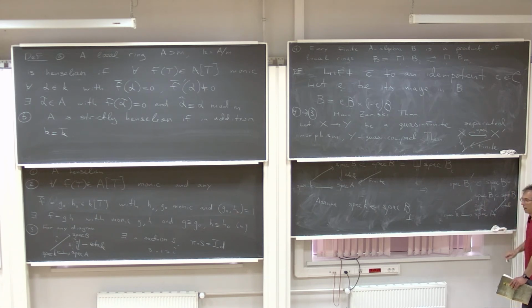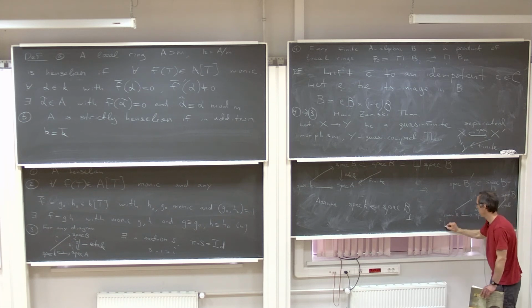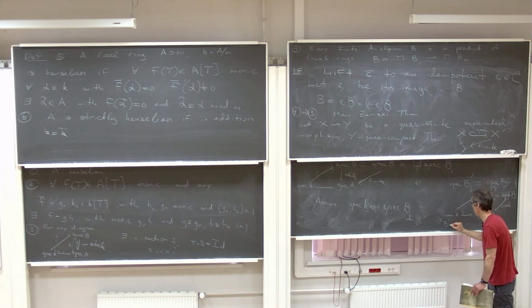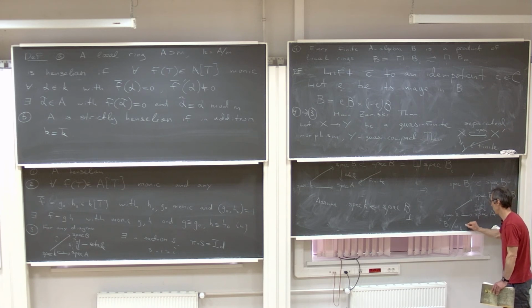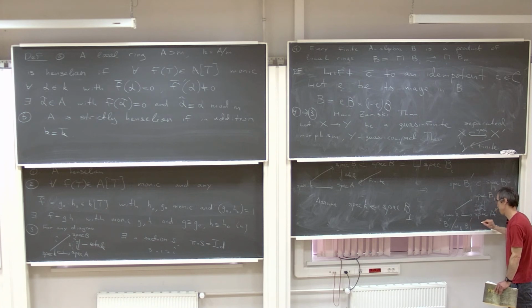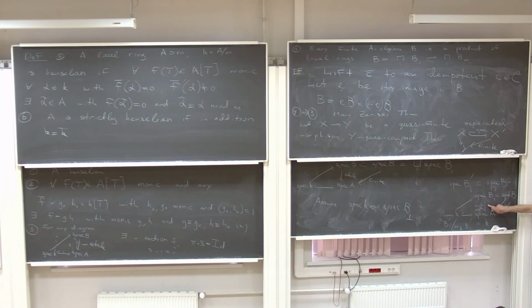And finally, it induces an isomorphism on its fiber. The fiber of this map over B prime 1 modulo the maximal ideal is just one point, because it's still here. Right? So it means that this map is an isomorphism.